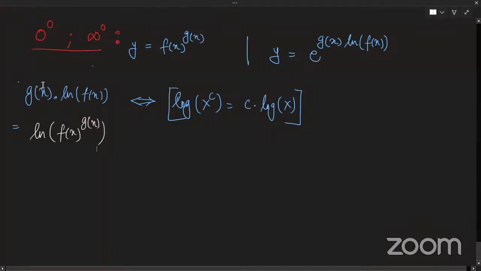So the same thing will happen over here. I have this g of x multiplied, so this g of x will go and raise itself to the power of f of x. So now I have ln of f of x raised to g of x. Is this correct?